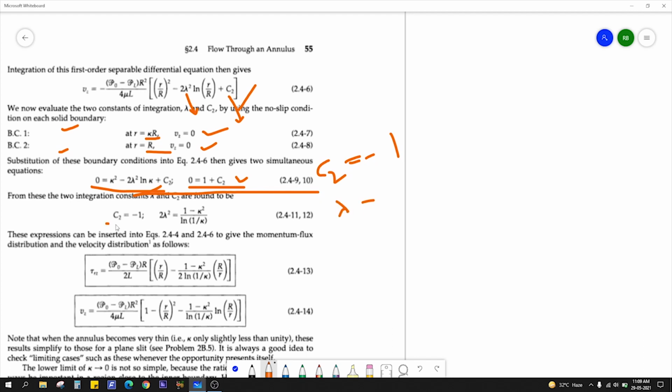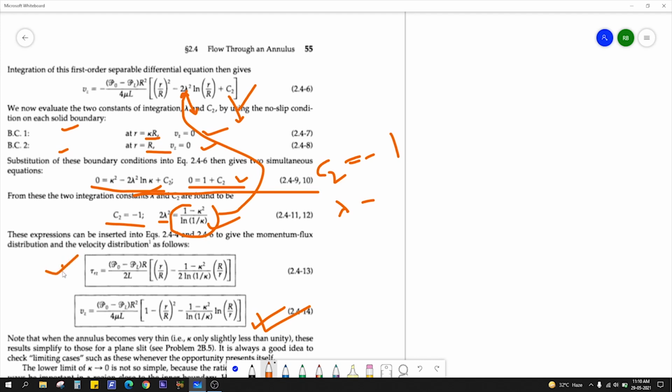So C2 is equal to -1 and 2 lambda square is equal to 1 minus kappa square by ln 1 by kappa. So you have got lambda square also. See, this expression is in terms of 2 lambda square, because you can easily put it in here. So you just simply put 2 lambda square equal to this value in this. If you put these values, you will get this. Fine.